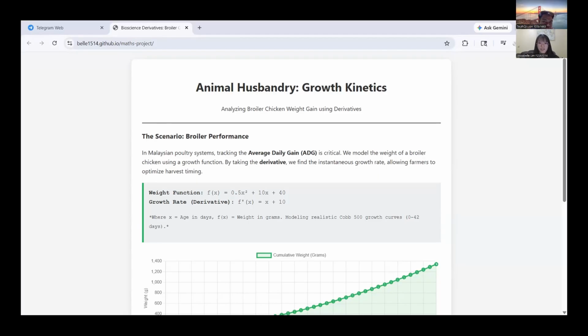efficiency. The importance of broiler performance: it helps optimize harvest timing, where farmers can determine the best time to harvest chicken. It helps health and welfare monitoring by tracking whether the chickens are growing healthily and normally. Third, it improves feed efficiency analysis, which helps us reduce waste and costs.